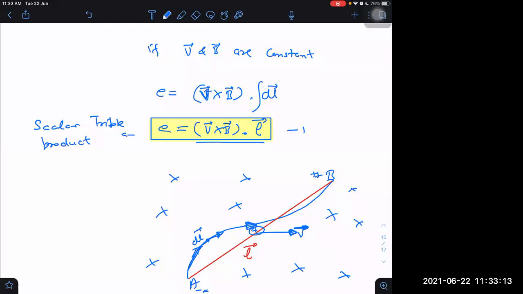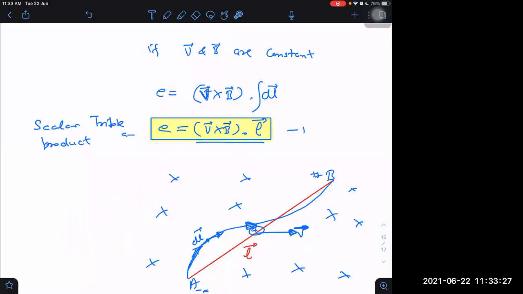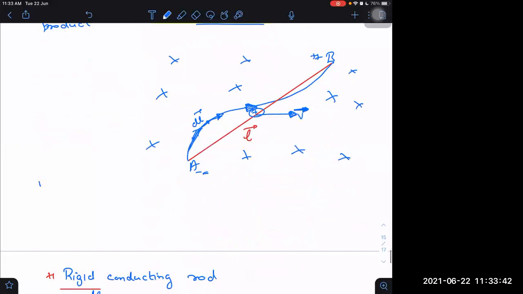I think everybody knows that if I have three vectors, one vector is V vector, another is B vector, and the third is L vector, and the three vectors represent three sides of a parallelepiped, then the volume of the parallelepiped will be given by the scalar triple product. If you know this, then you can easily say that whenever these vectors lie in the same plane, then EMF will become zero. Right or not? Yes, sir.